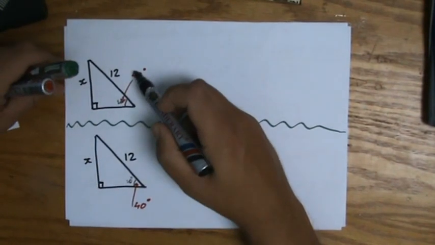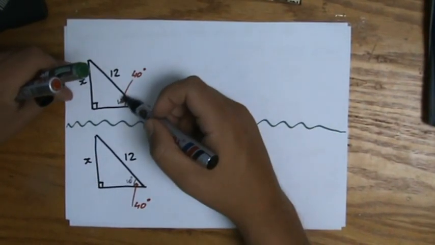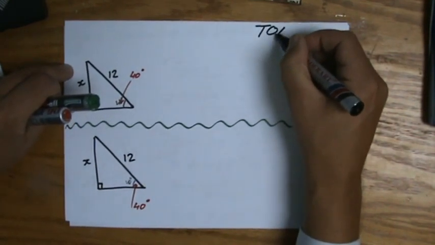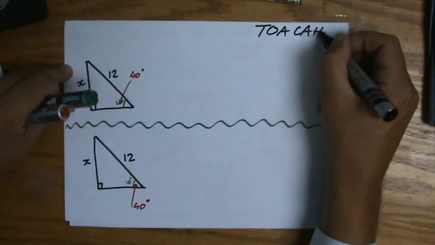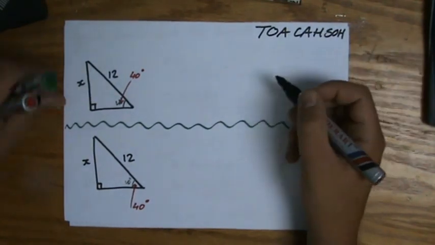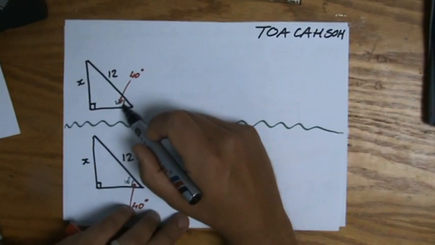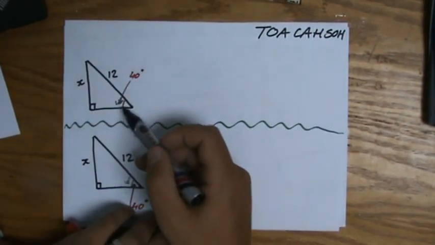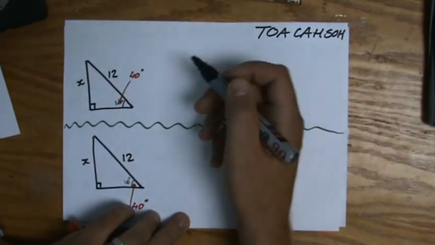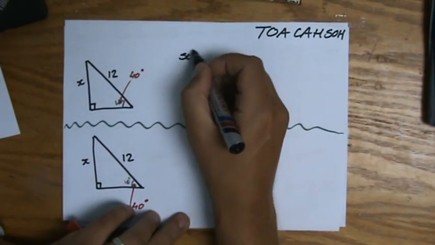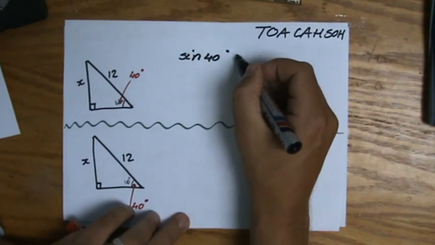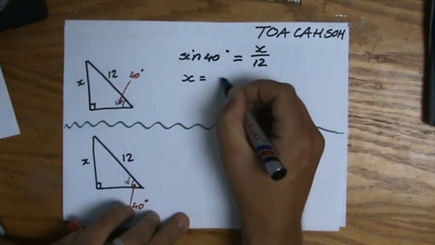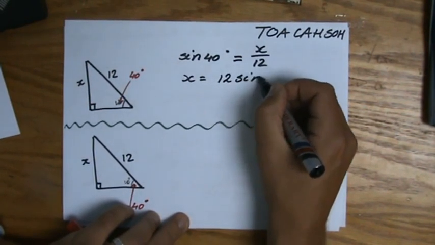If I stand in my angle of 40 degrees here, and sorry, before I start, I really should write down SOH CAH TOA. Every time I write it down. And I want to find out my opposite, the opposite on the other side, and I know my hypotenuse. Opposite hypotenuse, that's my sine. So the sine of 40 degrees equals x over 12. So x equals 12 times the sine of 40 degrees.